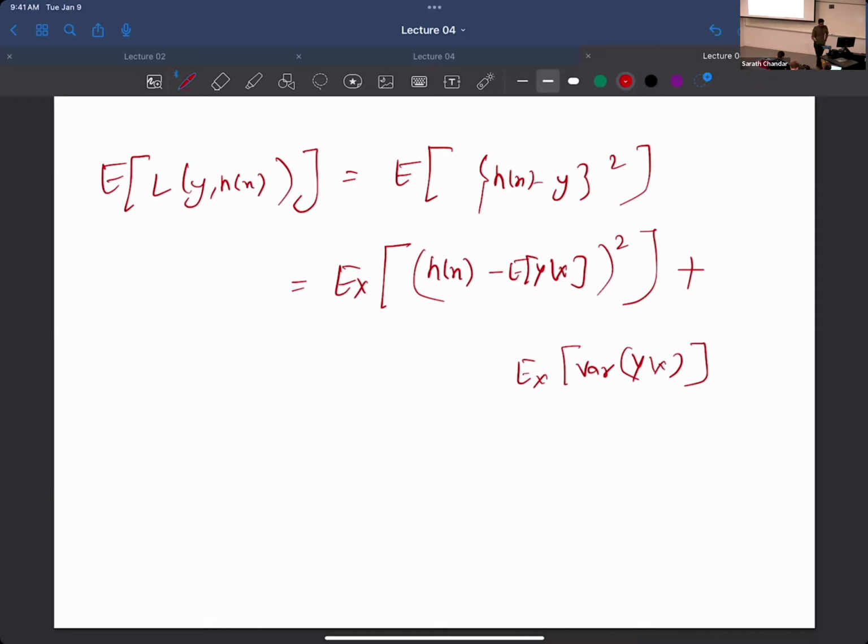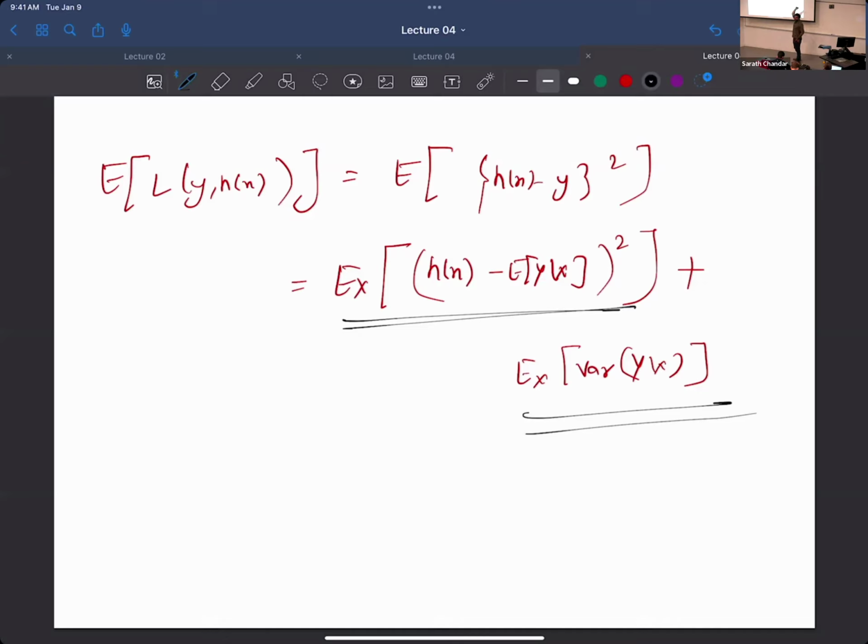Okay, so what are these parts? Let's just try to directly analyze these parts. We don't need to worry about how we arrived here. Let's try to analyze these two parts. First, let's start with the second part. The second part is the expected variance of y given x.